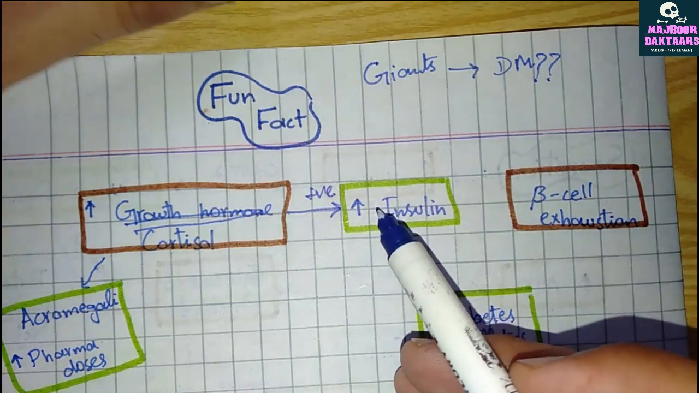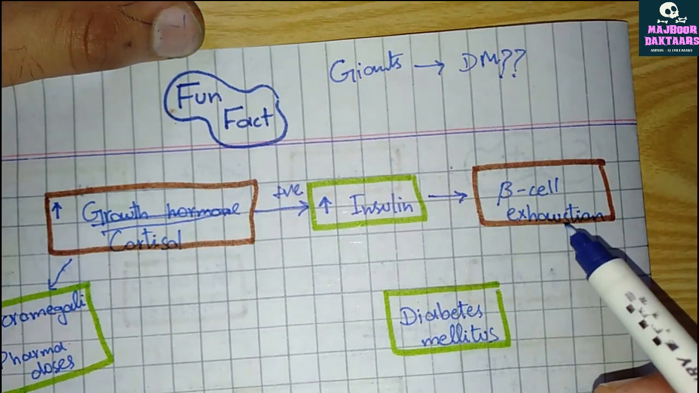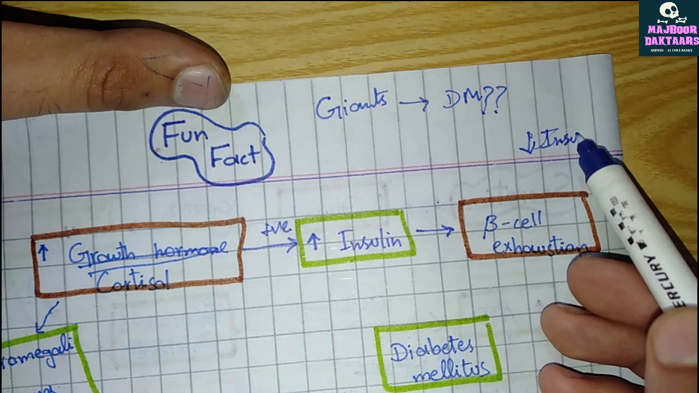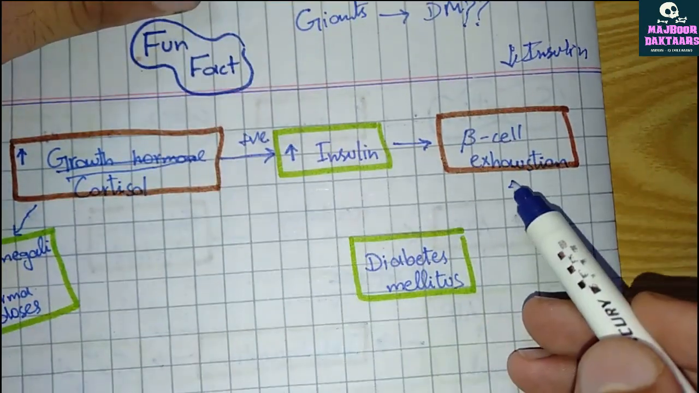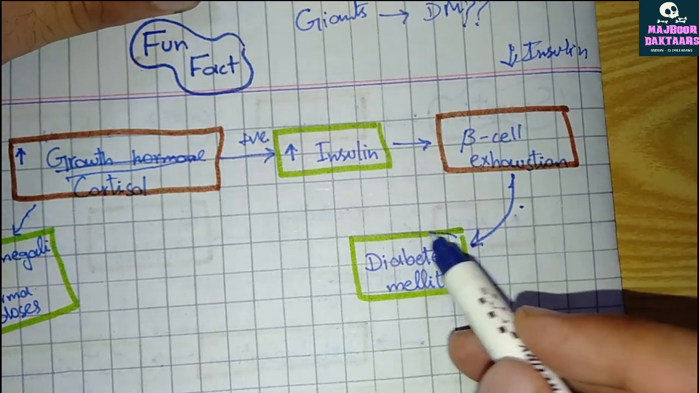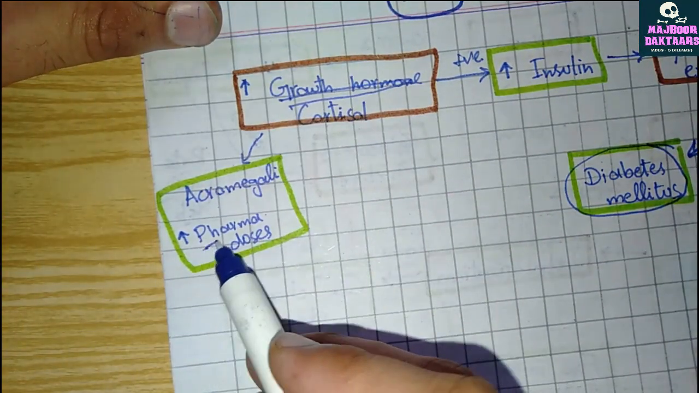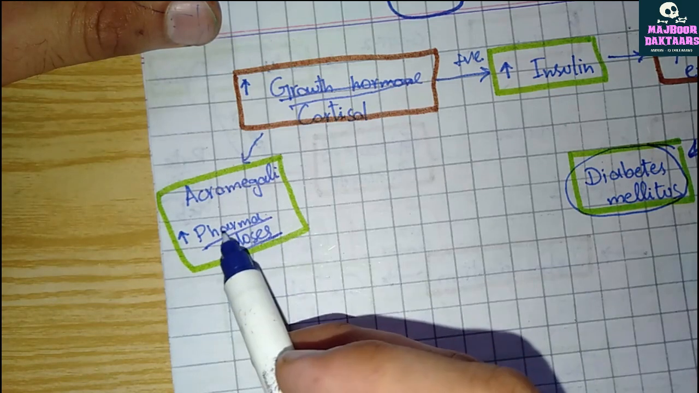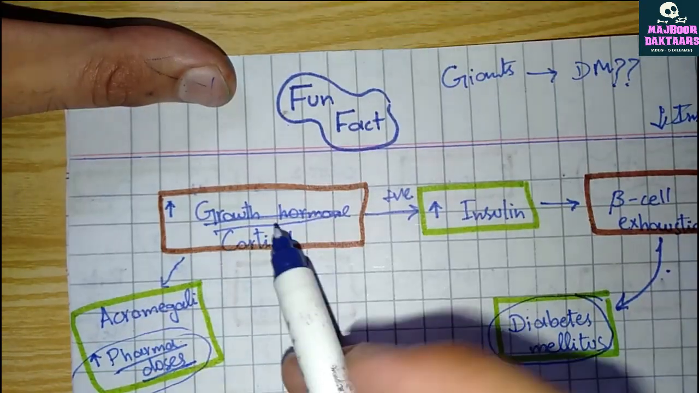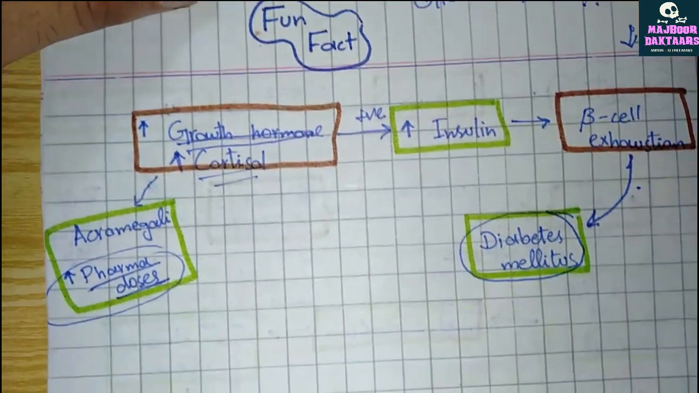This secretion of insulin is so much that the beta cells of the pancreas undergo exhaustion, and the exhaustion of beta cells causes a decrease in the required amount of insulin in the blood. So the body becomes unable to regulate the blood sugar, and this ultimately results in diabetes mellitus. The similar effect is also seen in people on high doses of pharmacological drugs, and also in people with the excessive release of cortisol. And that's all for today's lecture.